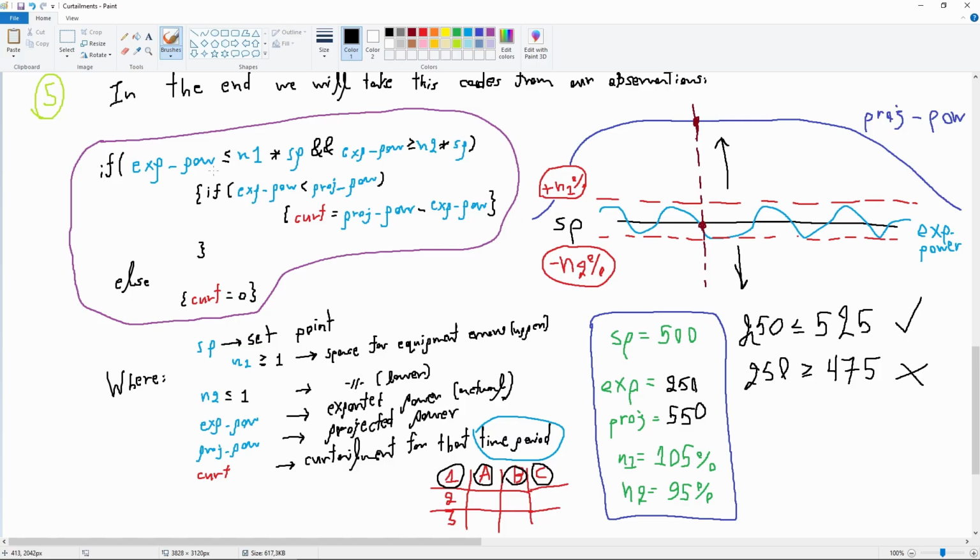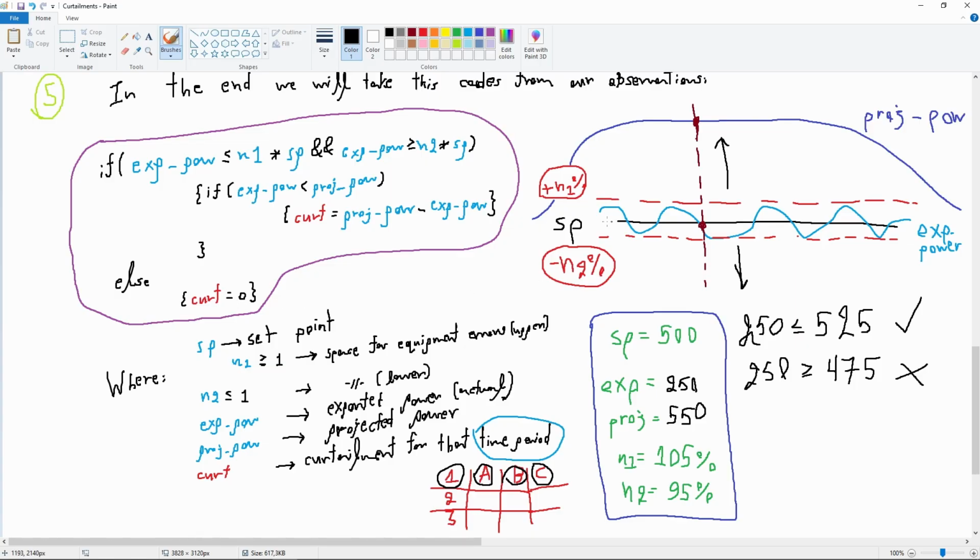If exported power is less than or equal to N1, the upper space for equipment errors, times the set point, and if the exported power is greater than or equal to N2, the lower space for equipment errors, times the set point, then if the exported power is less than the projected power, the curtailment would be equal to our projected power minus the exported power. Don't worry, we will explain what everything is with examples. Else, the curtailment would be zero and thus not exist. So, let's explain what this algorithm does.